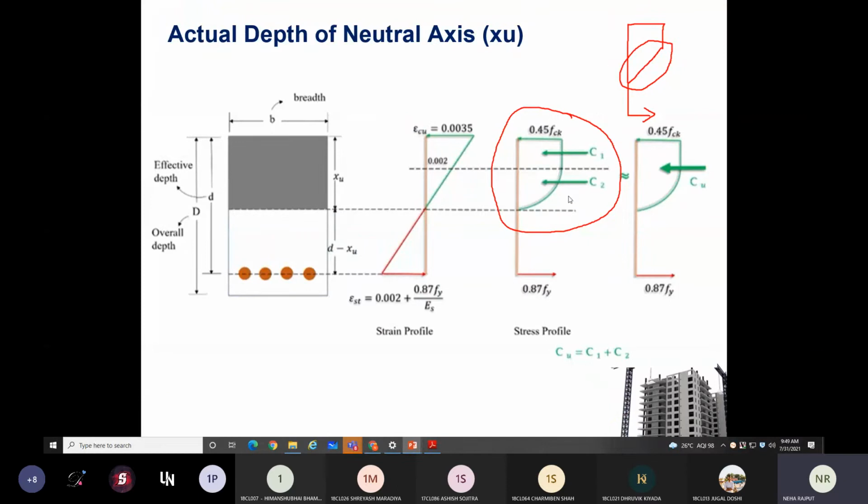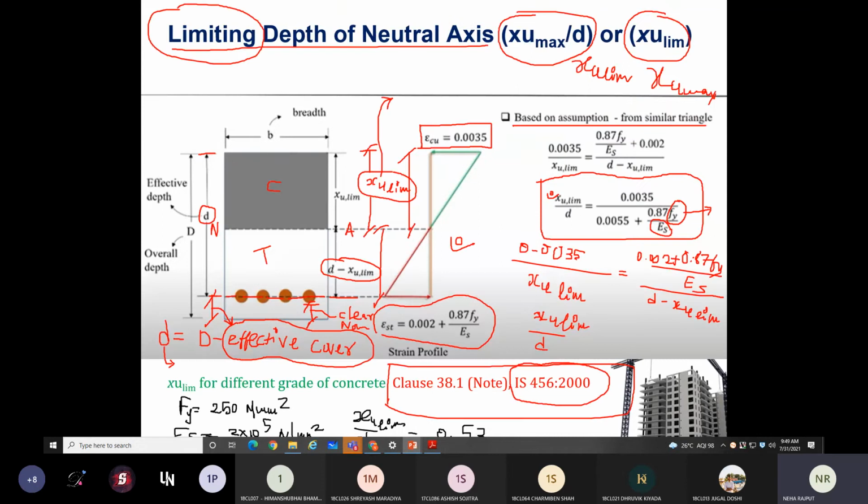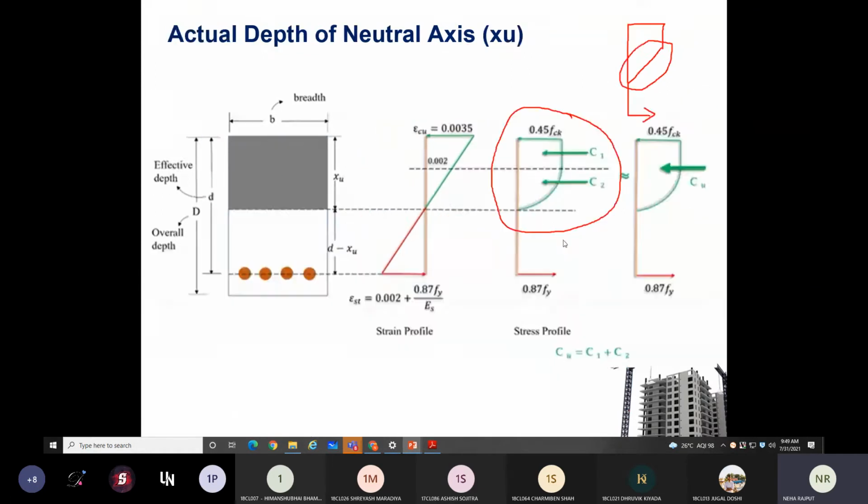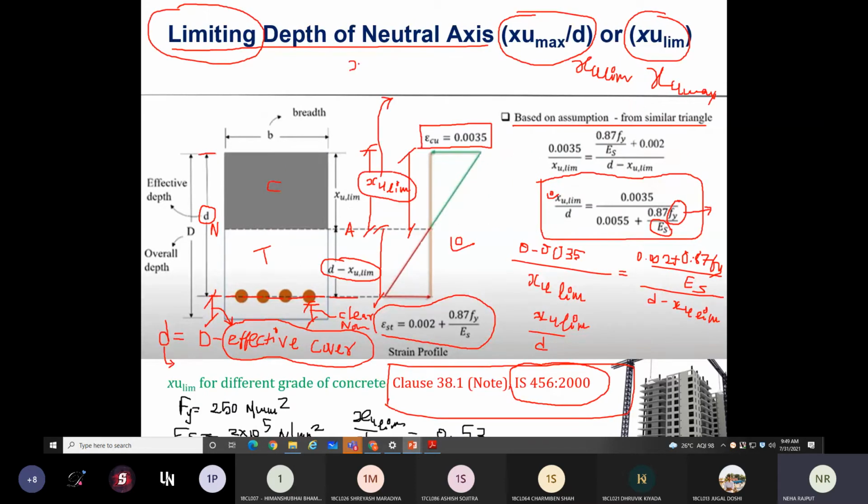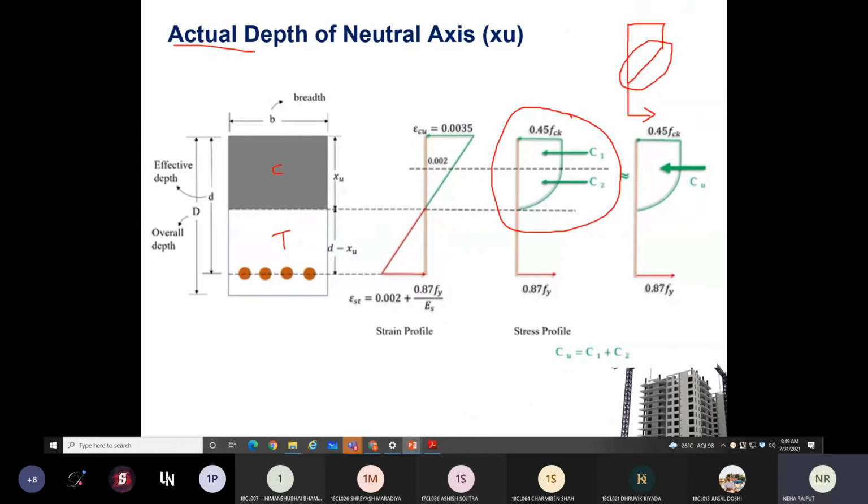Now coming to actual depth of neutral axis. Actual depth of neutral axis आपको find करना है. This depends on the grade of the steel, right? But you need to know what my actual depth of neutral axis is. This is the cross section, this forms the compression zone, this forms the tension zone. As it is limiting, that's why you write XU max or XU lim. This is the actual depth of neutral axis, only write XU. XU stands for depth of neutral axis.